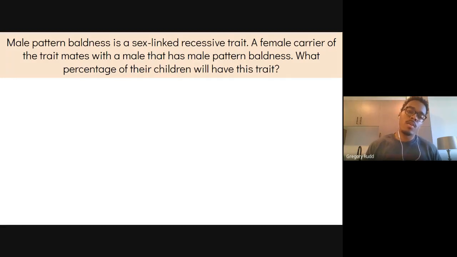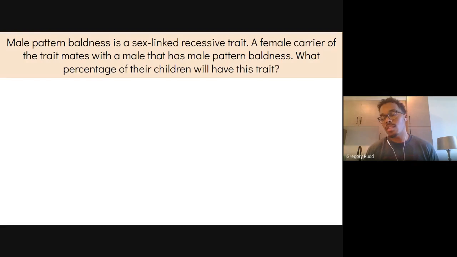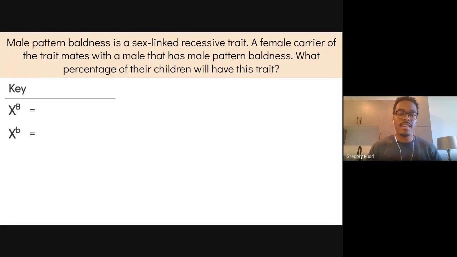Okay, so the question. Male pattern baldness is a sex-linked recessive trait. A female carrier of the trait mates with a male that has male pattern baldness. What percentage of their children will have this trait? So what's the first thing we always need to do? I've been saying it for the last 4 days when we are making a Punnett square, or when we're trying to solve one of these questions. Thank you, Fanique. We need to make a key.